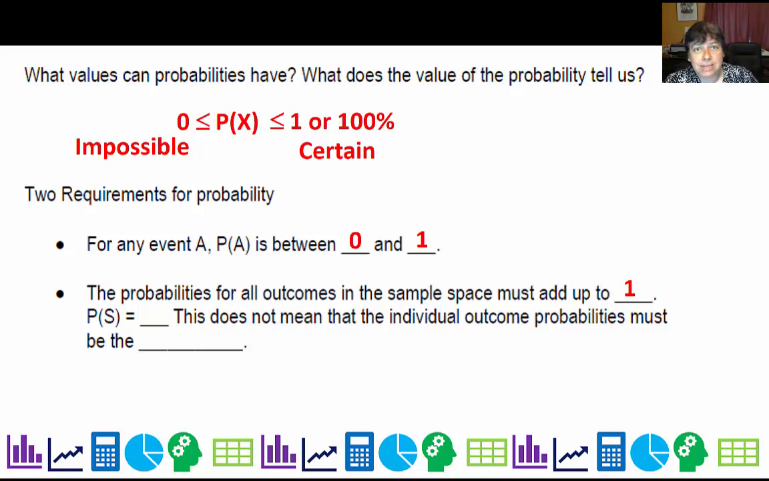Now, the probability of the entire sample space put together is 1. Okay, this does not mean that the individual outcome probabilities must be the same. Just like I said, rain was 40% and not rain was 60%.